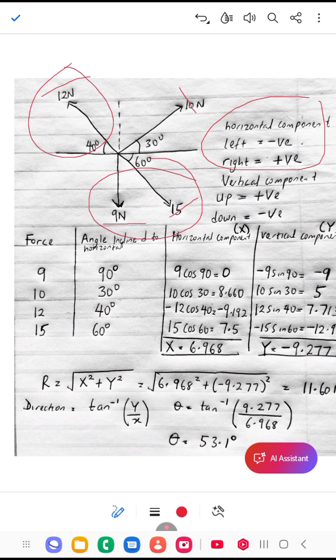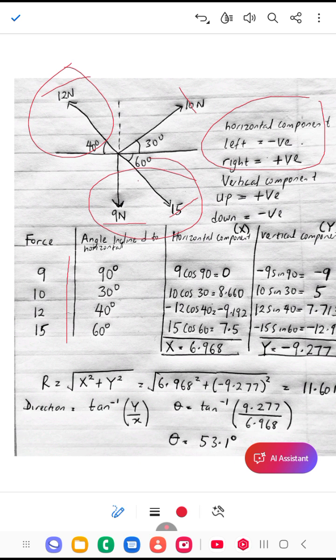So I first wrote all the forces down, the 9 Newton, 10 Newton, 12 and 15, and I have to find the angle inclined to the horizontal. So you have to be very careful. There are some questions that they will draw the diagram, but the angle is to the vertical, but you have to find the angle inclined to the horizontal.